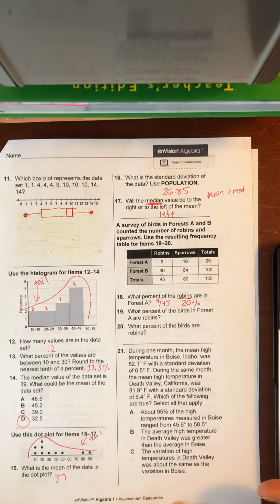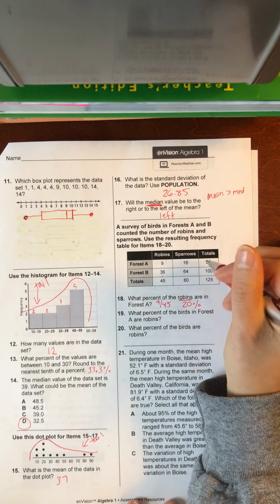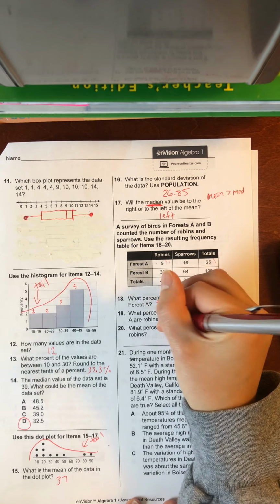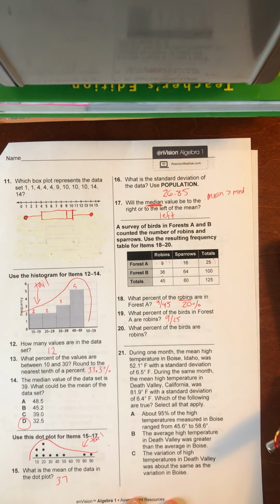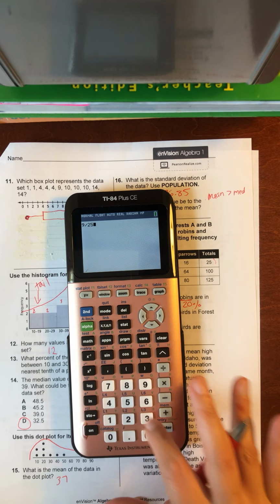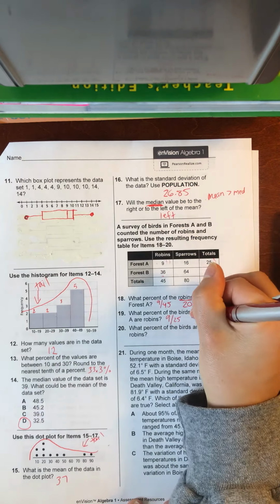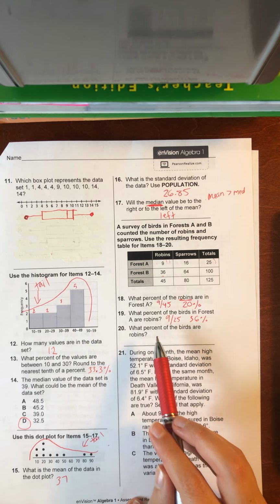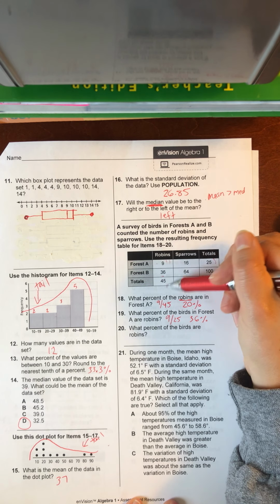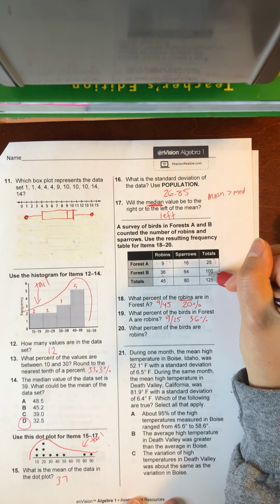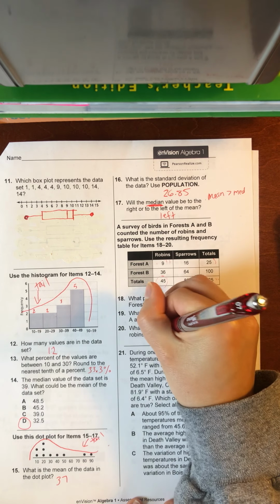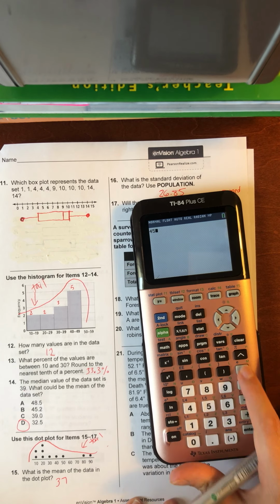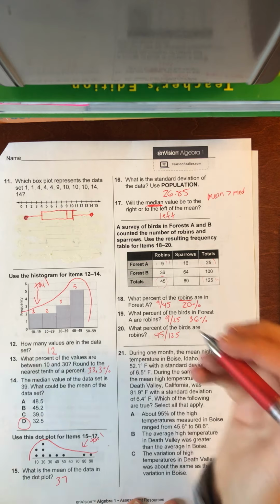Next, what percent of the birds in forest A are robins? So the birds in forest A are 25, and then the robins are 9. So it's going to be 9 over 25. And 9 divided by 25 is 0.36, so that's 36%. What percent of the birds are robins? Okay, so there's 45 robins altogether, and there's 125 birds altogether. So you have to do 45 divided by 125. So 45 divided by 125 is 36% again.